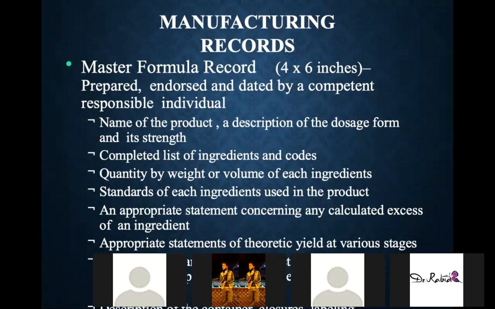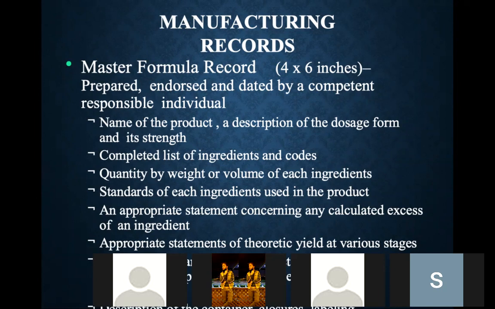Prepared, endorsed and dated by a competent responsible individual. So they have to give a master formula, and according to that you have to prepare drugs in the hospitals. Now what do you have to include? Name of the product, description of the dosage form, whether it's tablets, injectable, whatever it is. Complete list of ingredients and codes, what is required. Quantity by weight or volume of each ingredient required for a manufacturer. A standard for each ingredient used in the product. Which type of standards have to be followed.